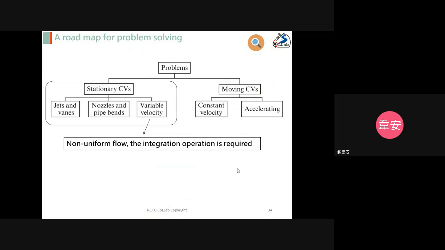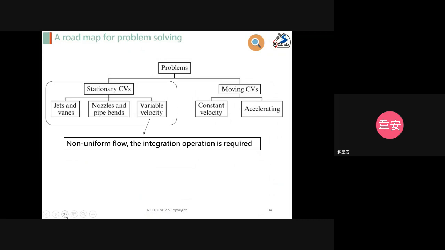Okay, good morning. Today we have the quiz. Before the quiz, I would like to finish one exercise and then we will start to have a quiz. So as a problem I summarize in here for the stationary CVs.